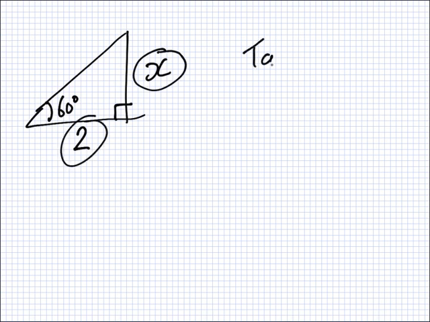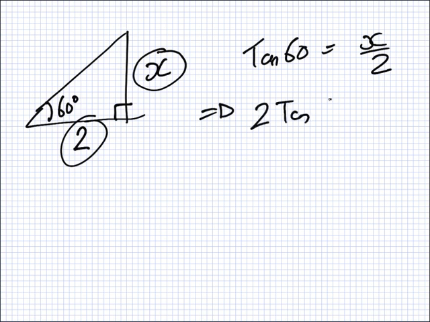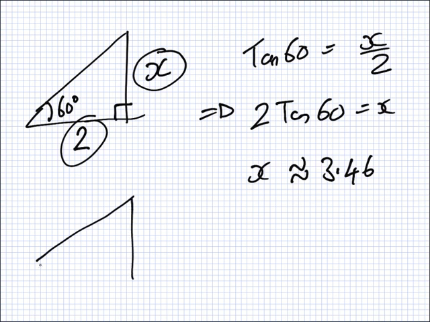You can say tan 60 equals x over 2. So that implies that 2 tan 60 equals x. So as a decimal, please, what's x roughly? 3.464. 3.46 then, units. That's okay? Yeah?